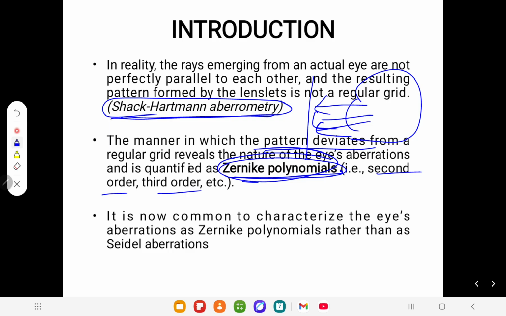It is now common to characterize the eye's aberrations in Zernike polynomials rather than Seidel's polynomials. It's very common, let me tell you. Yes, definitely you need the basics of Seidel aberrations, but Zernike polynomials you will see a lot in aberrometry instruments, and everywhere in Pentacam, in Bonn series instruments and everything.